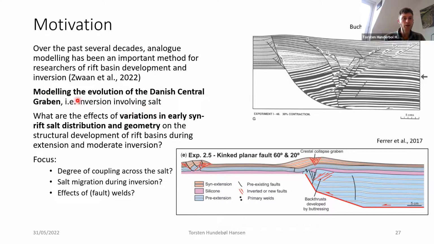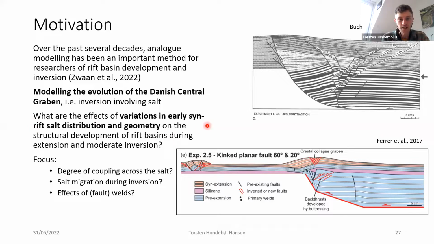Of course, it would be great if we could recreate these structures we see in the seismic data from the Danish Central Graben in a sandbox model involving a salt analog, so silicone, and also in that perspective. Yeah, we should. I had to come up with a better scientific question motivation, so I came up with this.